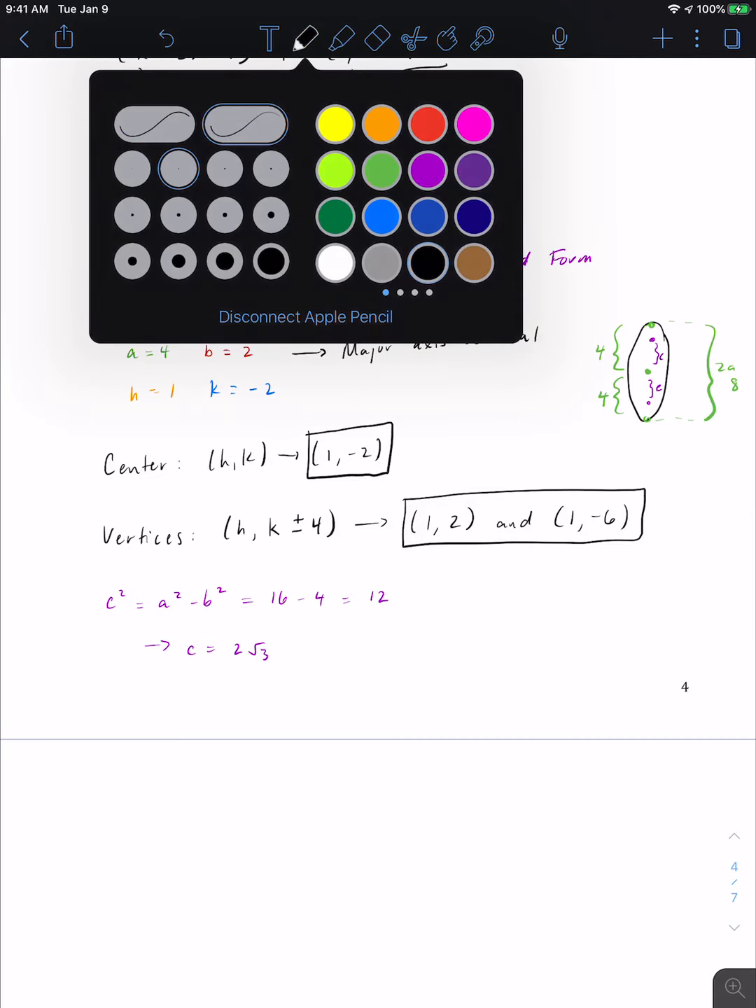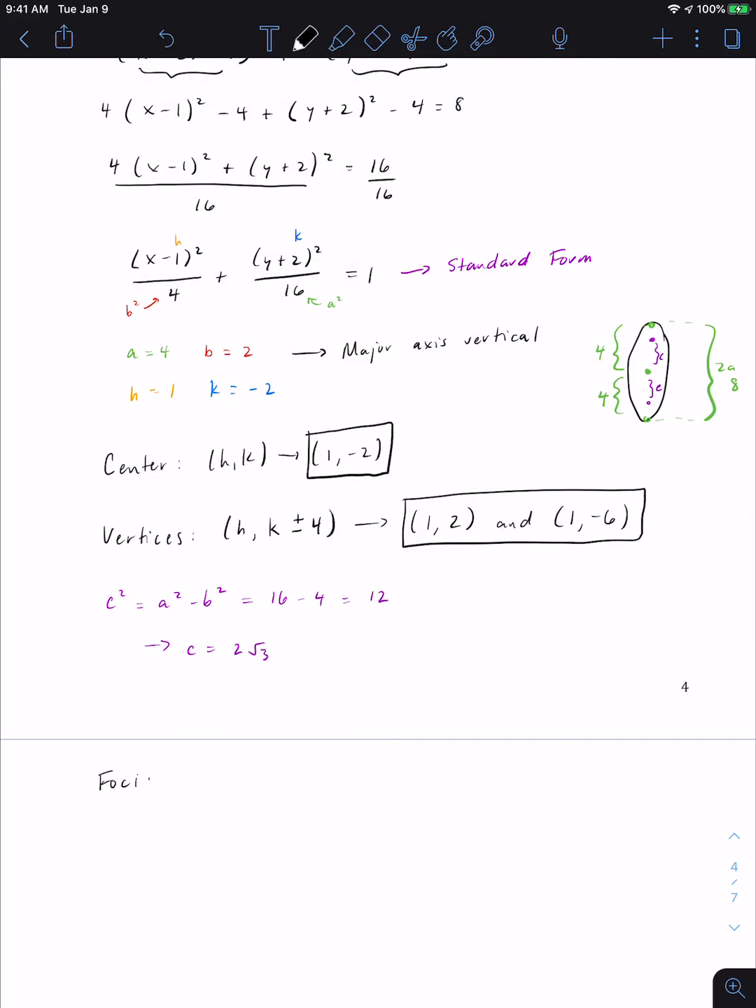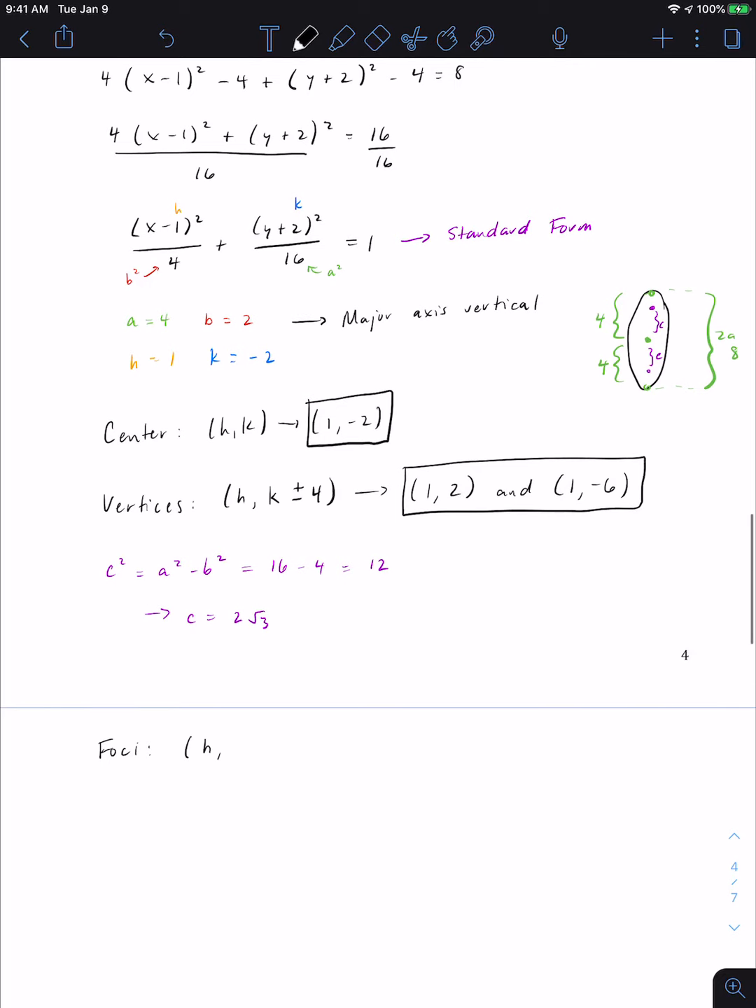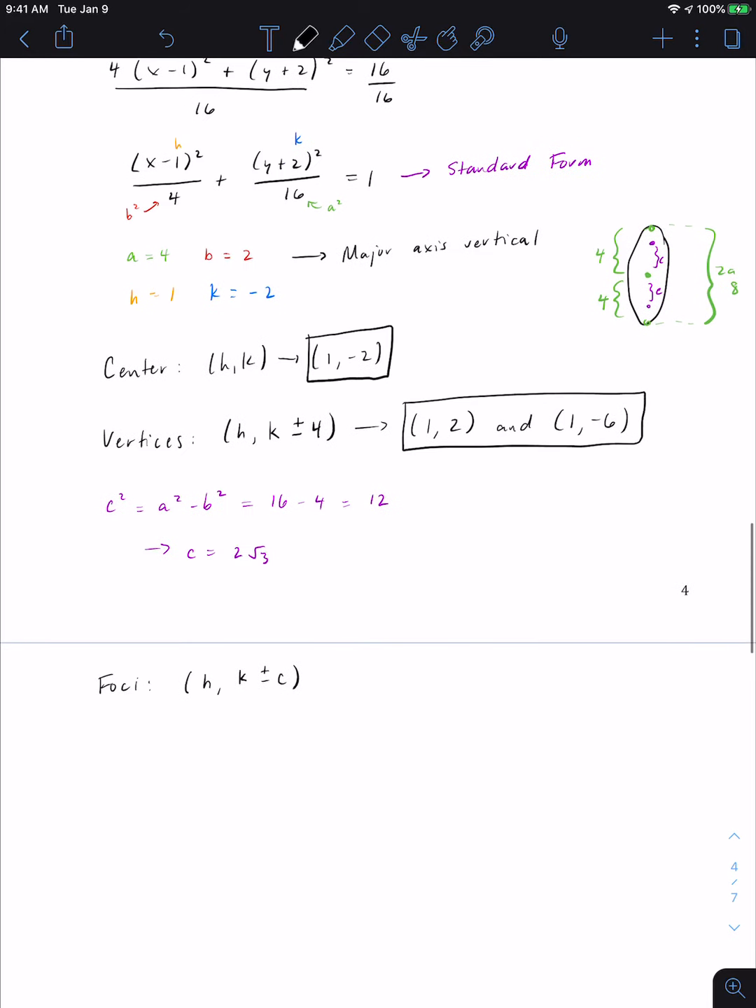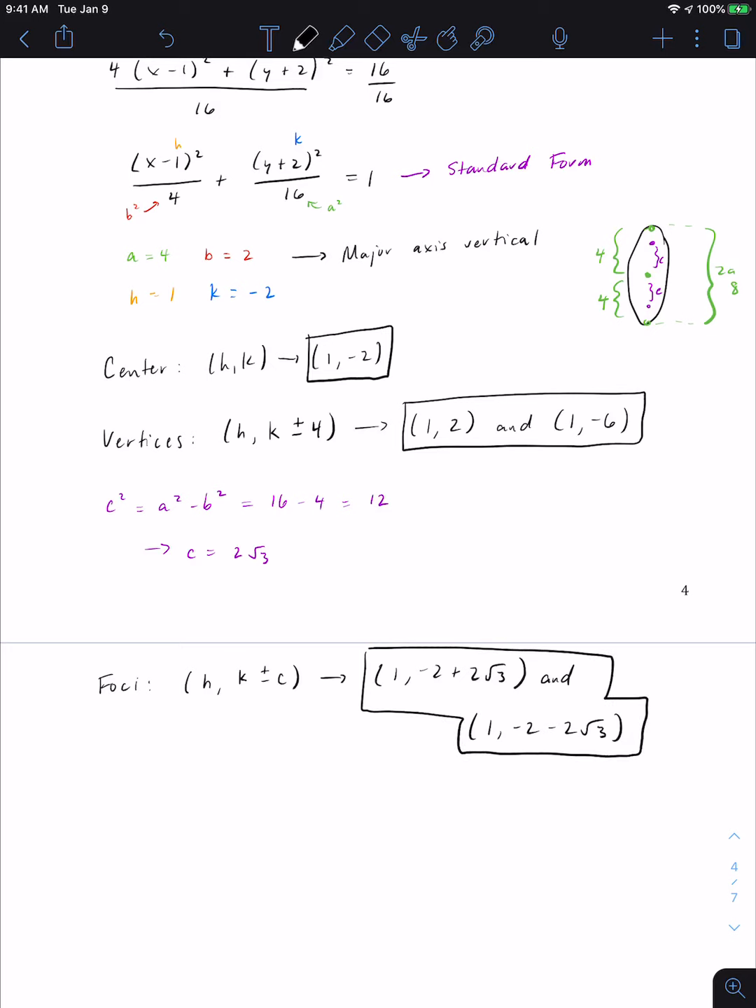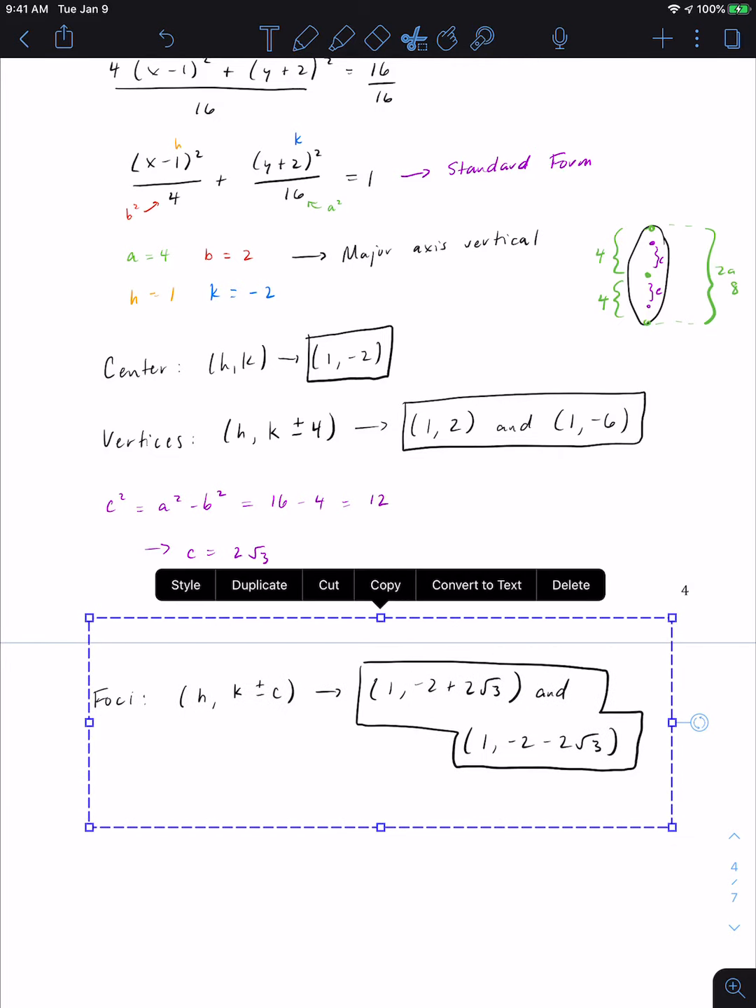So in order to get my foci, again I take my center, and the h value stays the same, but now I take the y value and add or subtract c. So in other words, I end up getting (1, -2 + 2 radical 3), and then (1, -2 - 2 radical 3). So that would be my foci.